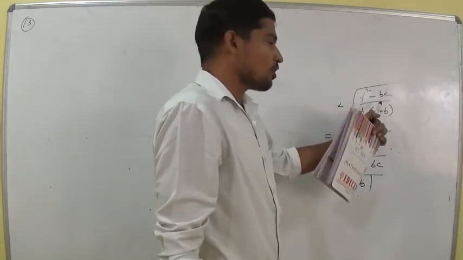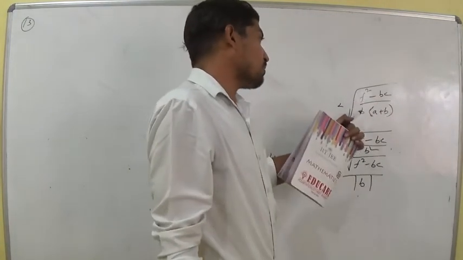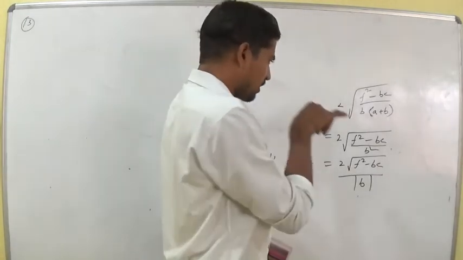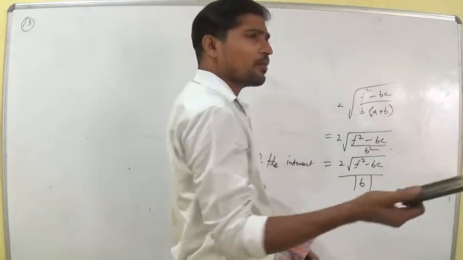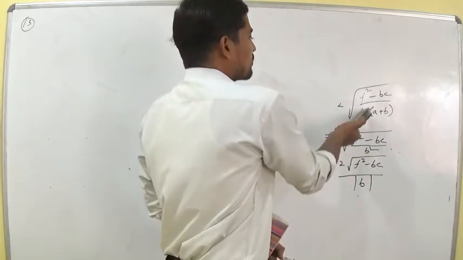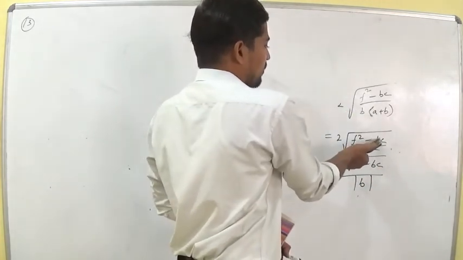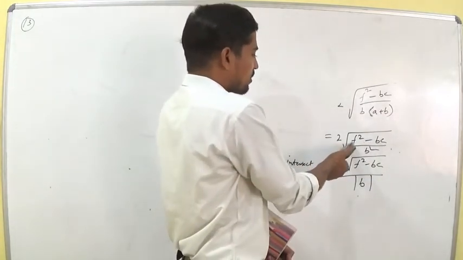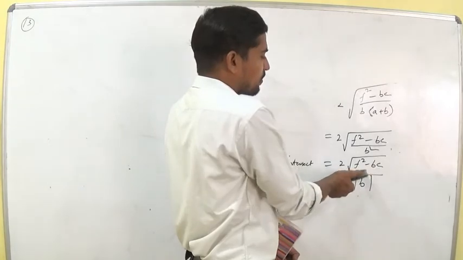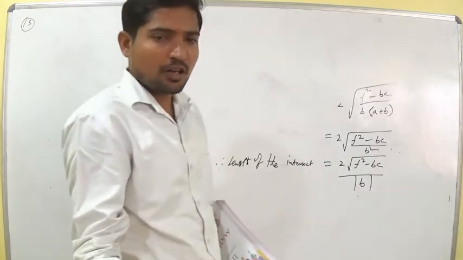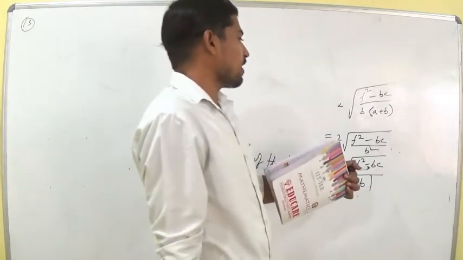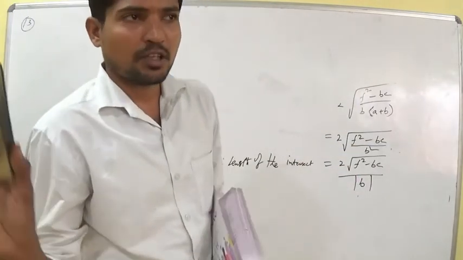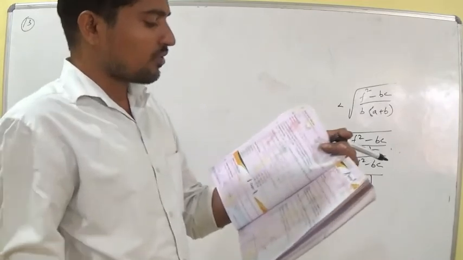Now 2 square root of (f square minus bc) by b into (a plus b). Here a becomes 0. A becomes 0 means square root of (f square minus bc) by square root of b square. So which means 2 into square root of (f square minus bc) by square root of b square is equal to b, no? So 2 into square root of (f square minus bc) by modulus of b. Now followed by the next one.